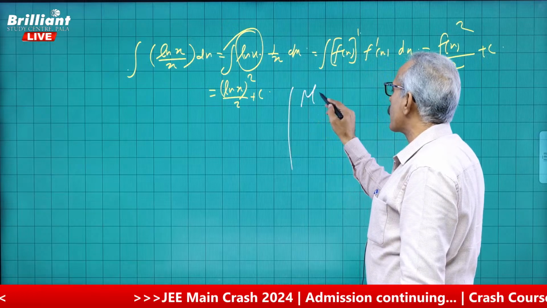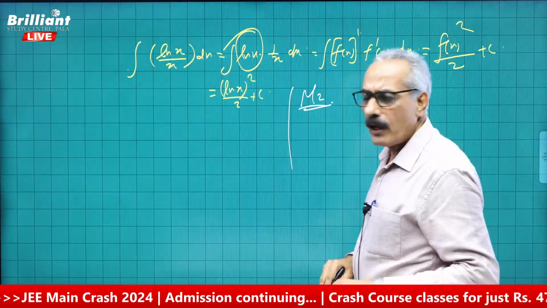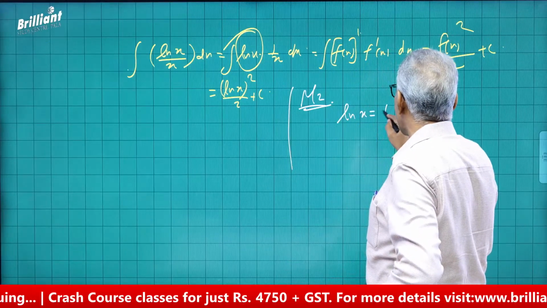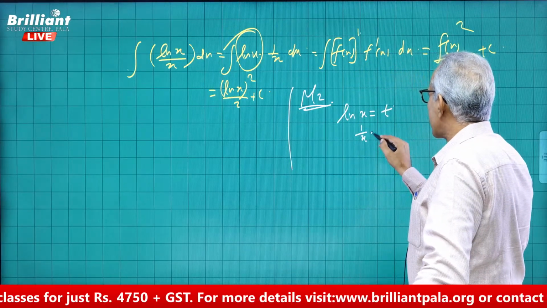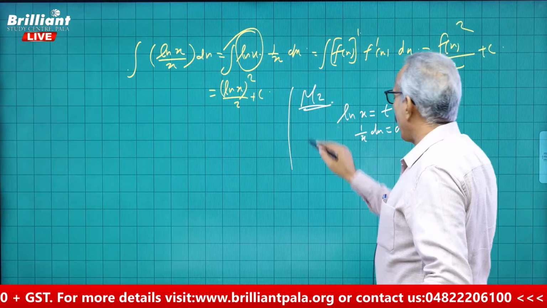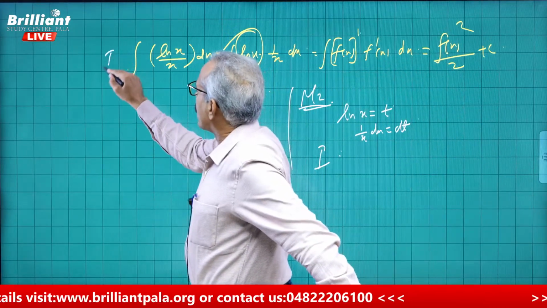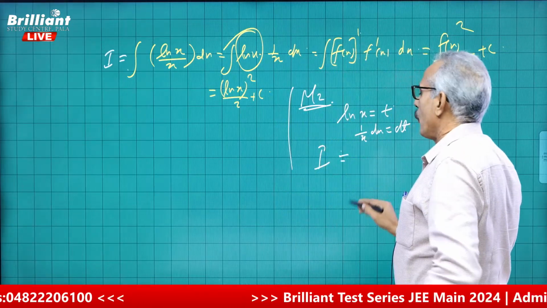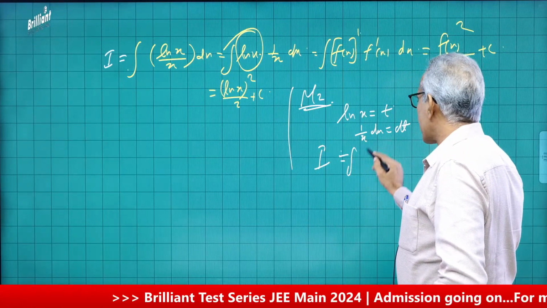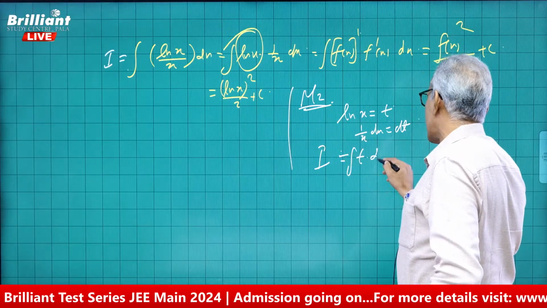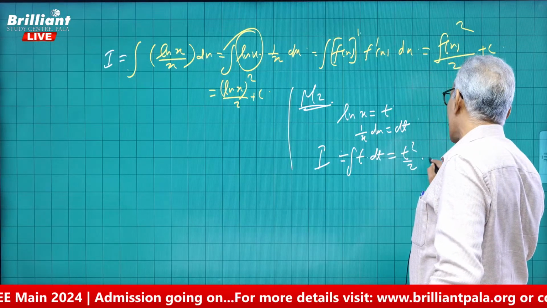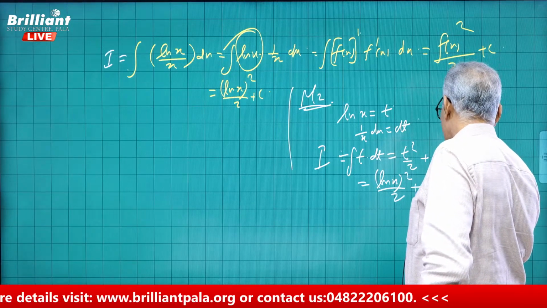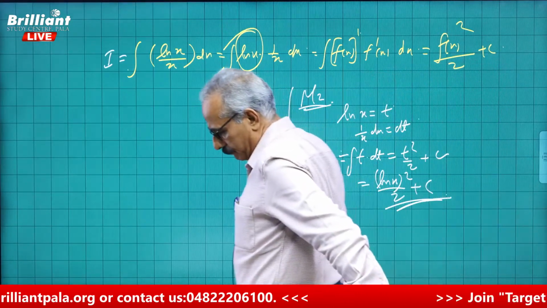Now what is method number 2 I told you? That's the method of substitution, and the unusual thing is equal to t. I say logarithm of x is equal to t, and 1 by x dx is equal to dt. It's always a better practice to call every integration question I. I is equal to integral: log x will be t, 1 by x dx is dt, integral of t, t square by 2 plus c. That's equal to logarithm of x the whole square by 2 plus c. Answer, both.